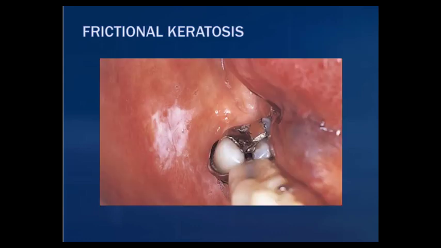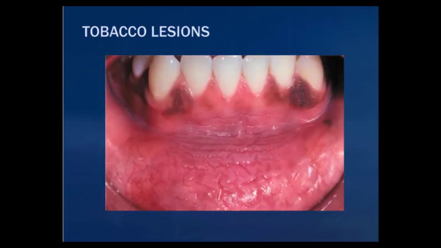Frictional keratosis is exactly what it sounds like. It's an excess of keratin production in an attempt to protect the tissues from a chronic friction. So here we have a very rough restoration, and when that restoration rubs against the tissue there, it's just causing chronic irritation, and so the body is trying to protect that tissue by building keratin. In order to get the frictional keratosis to resolve, we would have to remove the irritant. In this case, the tooth would need to be restored with a different material.